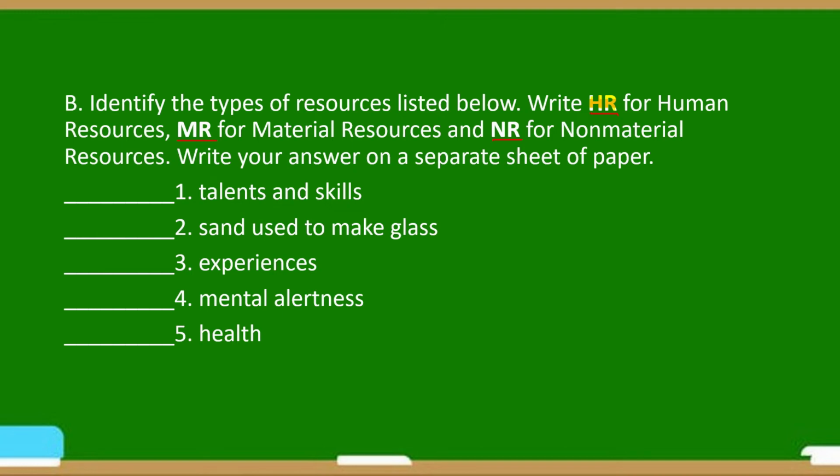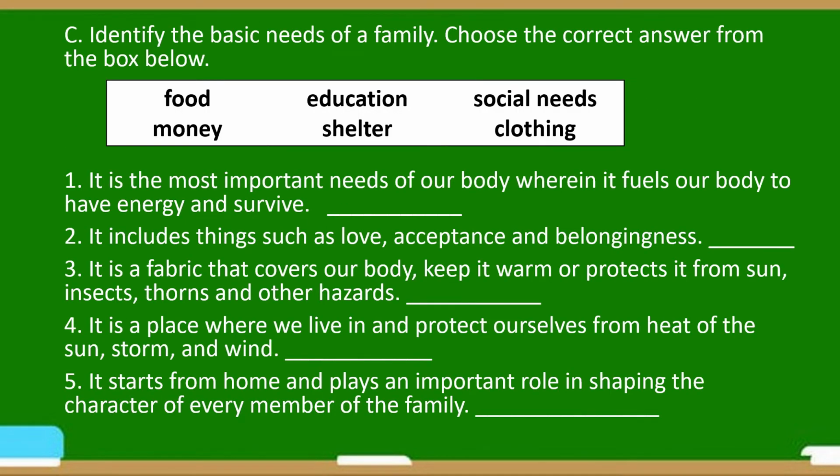Number 1, talents and skills. Number 2, sand used to make glasses. 3, experiences. 4, mental alertness. And 5, health. For letter C, identify the basic needs of a family. Choose the correct answer from the box below. You may start now.